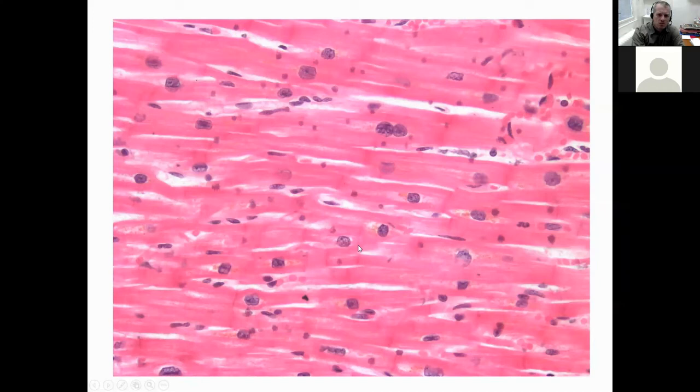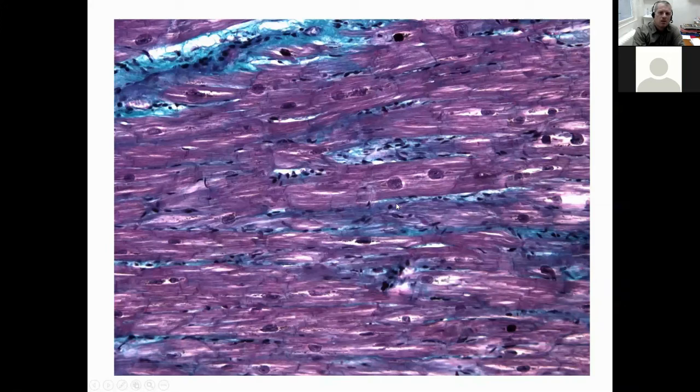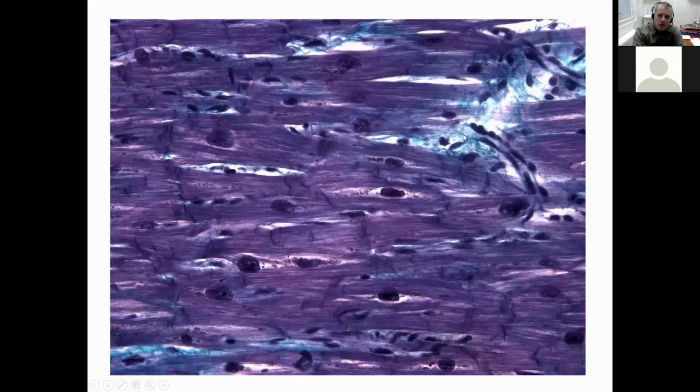And this is the same specimen but with the trichrome staining that gives you the green contrast of the collagen of the endomysium and the brownish staining of the myofibrils and of the sarcoplasm of the cardiac muscle cells. Again, you can see the intercalated discs here. And here is one of the capillaries. You can see the endothelial cells of the capillaries, right?